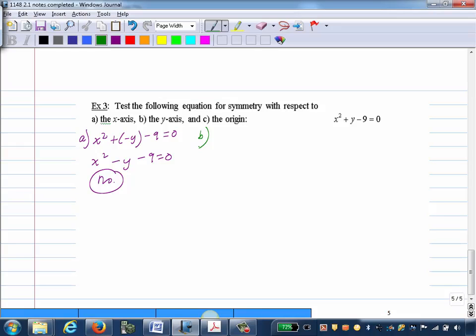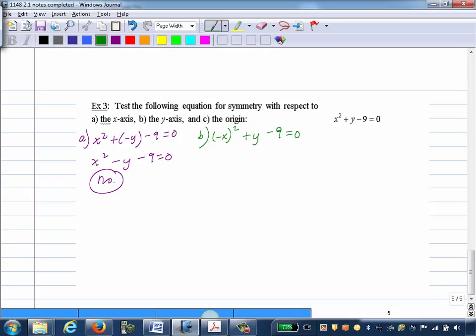Part B. Symmetry with respect to the y-axis. To test for this, I'm going to substitute a negative x in for the x's and see if I result in an equivalent equation. So I've got negative x in parentheses squared. Important to enclose it in parentheses. Anytime you insert something in an equation, you want to enclose it in parentheses to indicate that you did that. It wasn't like that originally. So I'll have negative x squared, just rewrite the rest of it, plus y minus 9 equals 0.